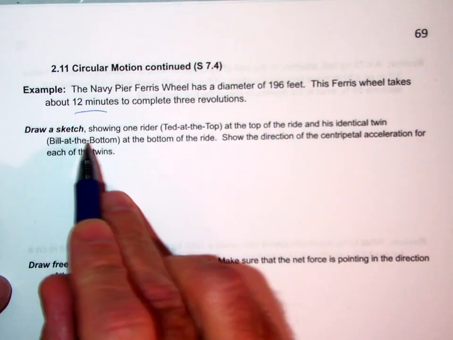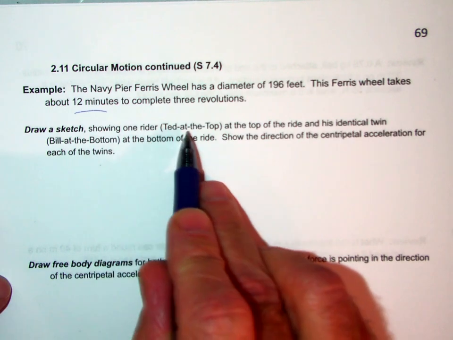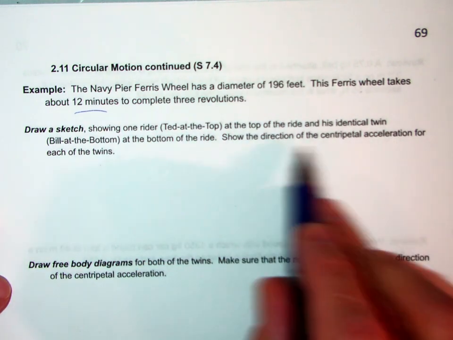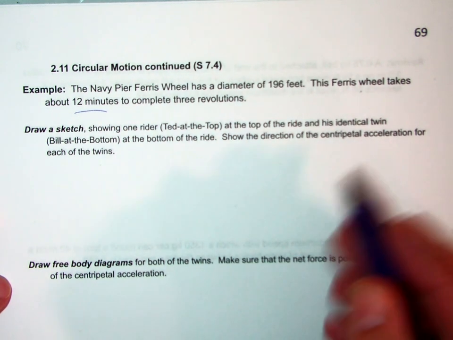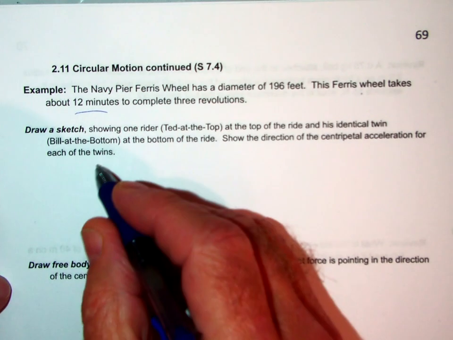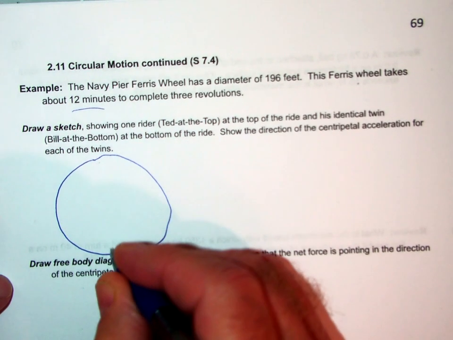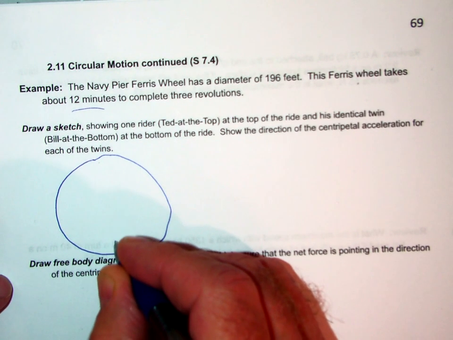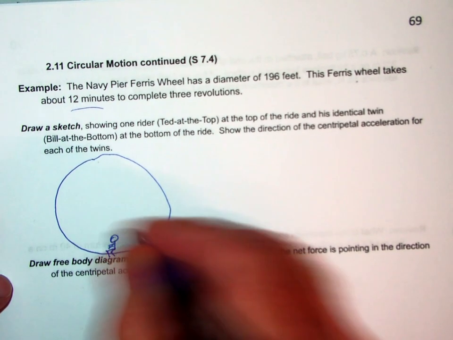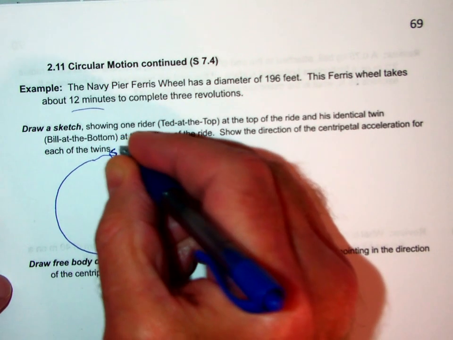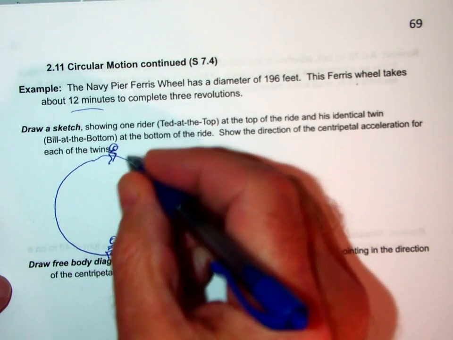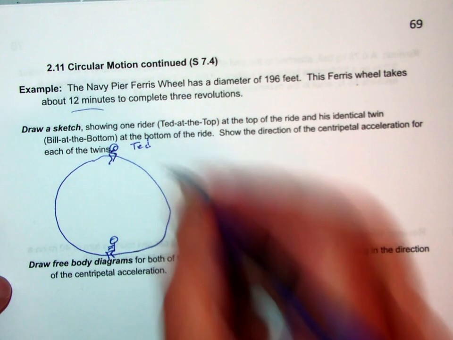So, first, let's draw a sketch showing one rider. So, 2 identical twins. But apparently identical twins who don't like each other because they won't ride the Ferris wheel together. They're on opposite ends. So we have a Ferris wheel, and we have one rider at the bottom, and a rider at the top. And this is Ted, and this is Bill.